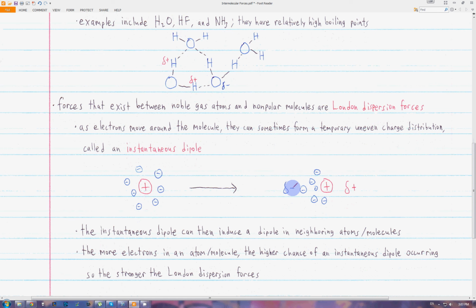So if we have more electrons, then there's a bigger chance of them randomly moving to create an instantaneous dipole. So atoms and molecules with more electrons will have stronger London dispersion forces.